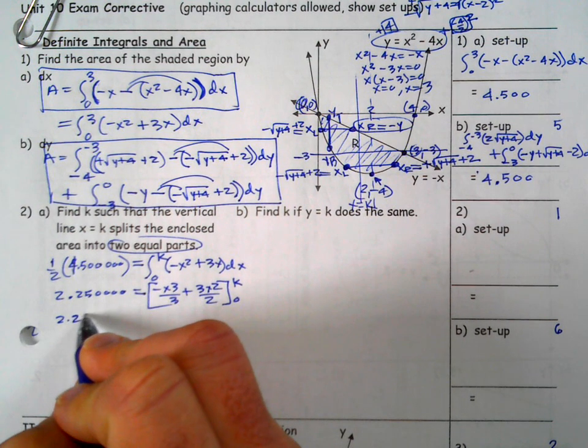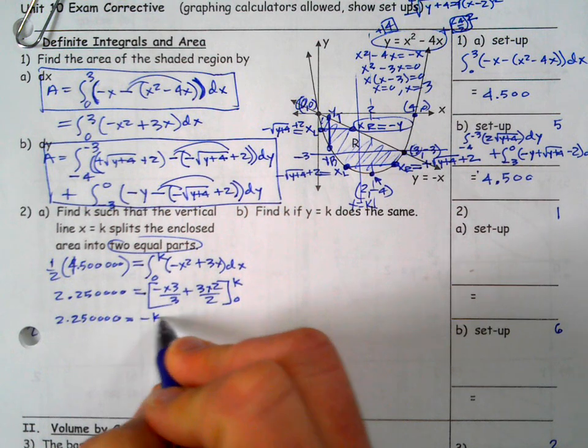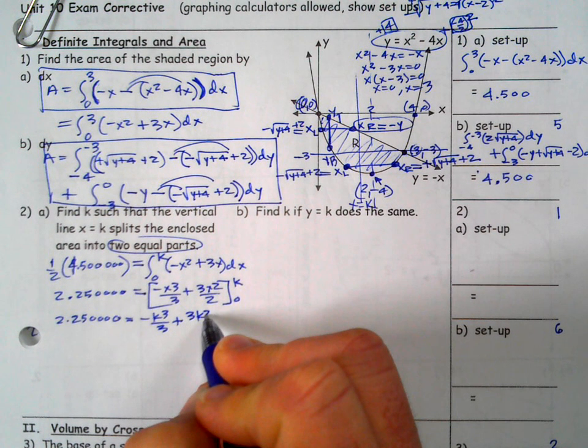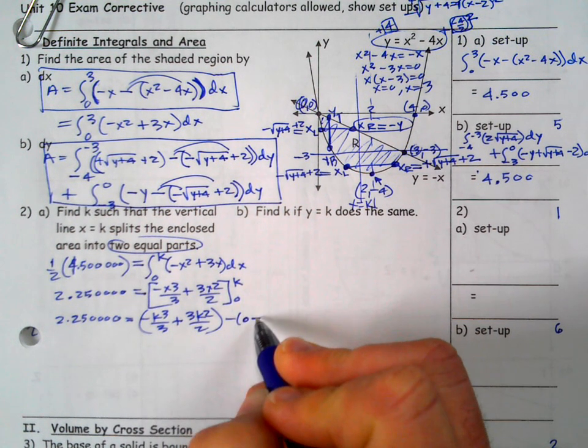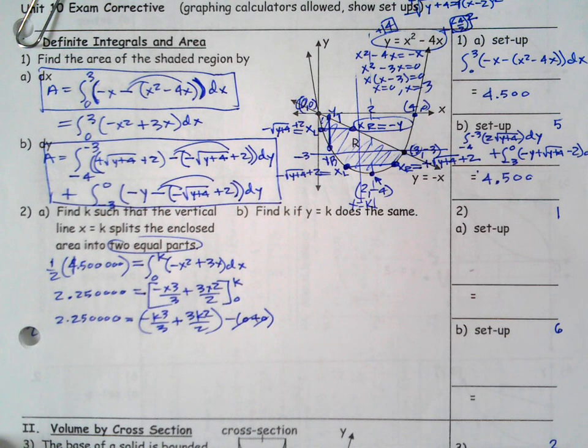And so we plug k in first, and then plug k in. And then we plug 0 in and subtract it. Now be careful, just because when you plug 0 in, a lot of times it goes away. That's not always the case. So you got to be careful.